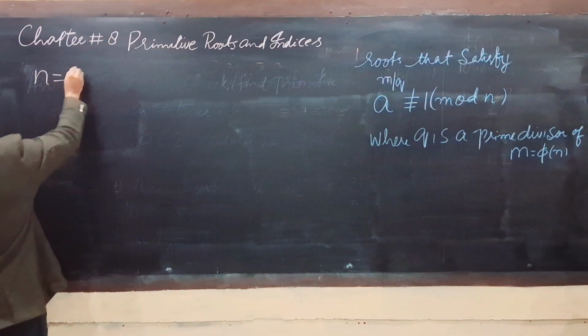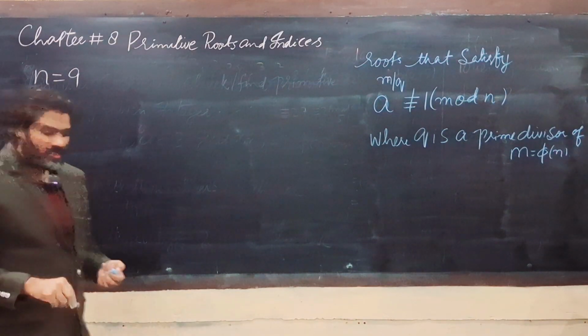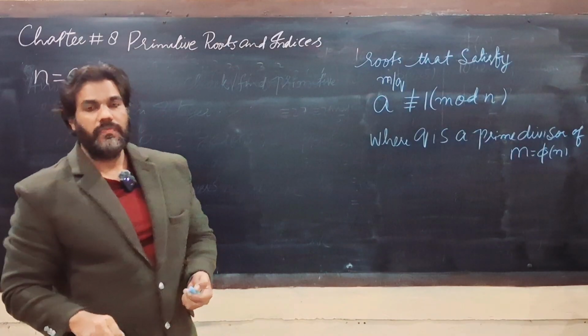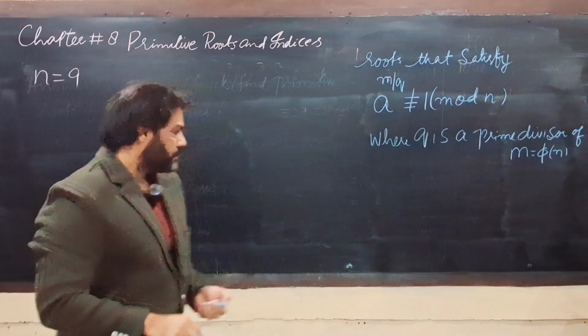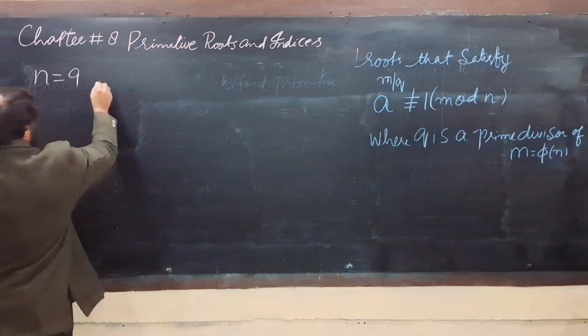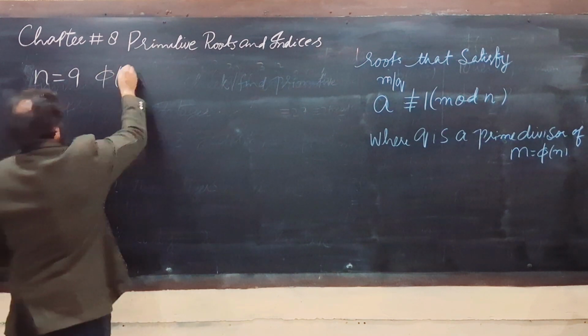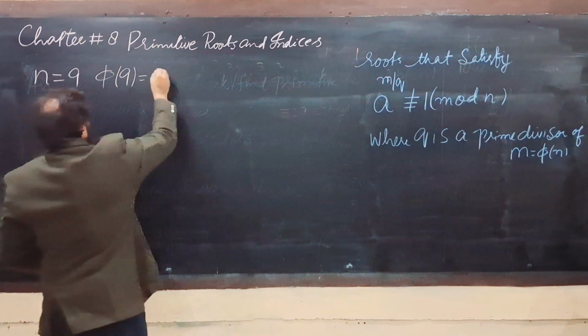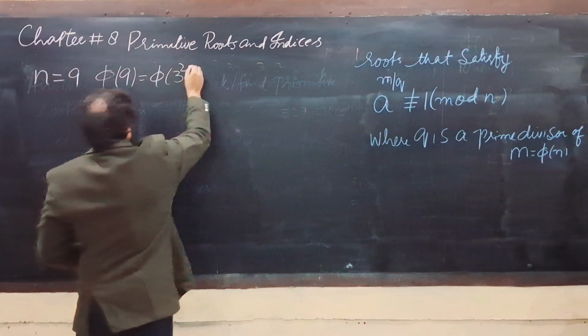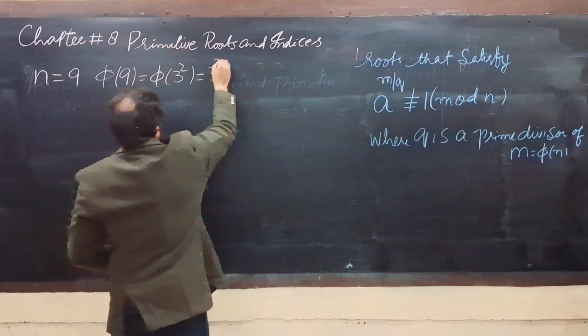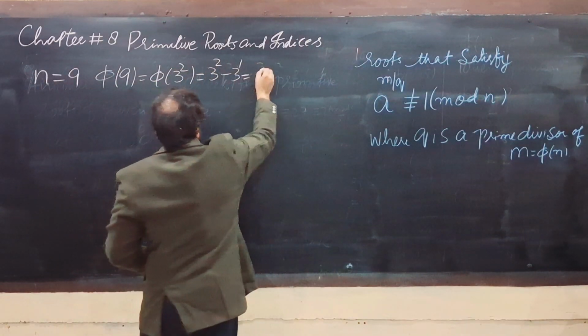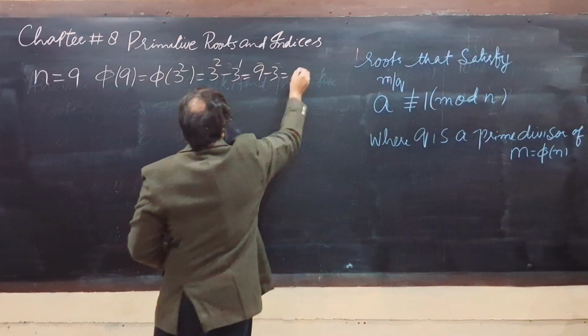Take n is equal to 9. The question is, find all the primitive roots of n equal to 9. Firstly, we calculate phi of n. What is phi of n? Phi of 9 is equal to phi of 3 square, which is 3 square minus 3 raised to the power 1. 9 minus 3, this is equal to 6.